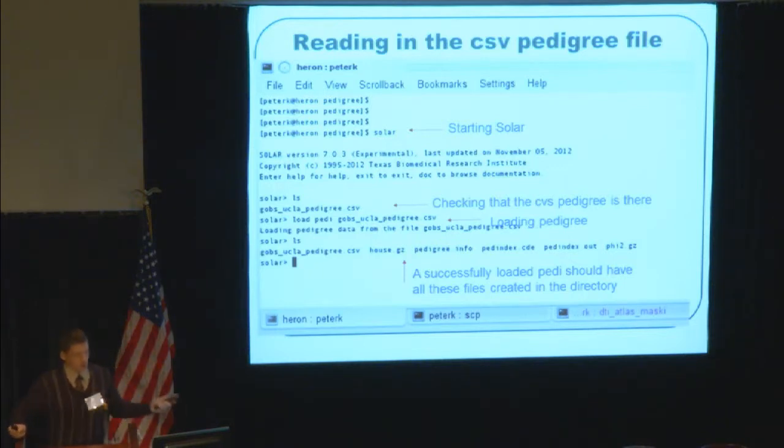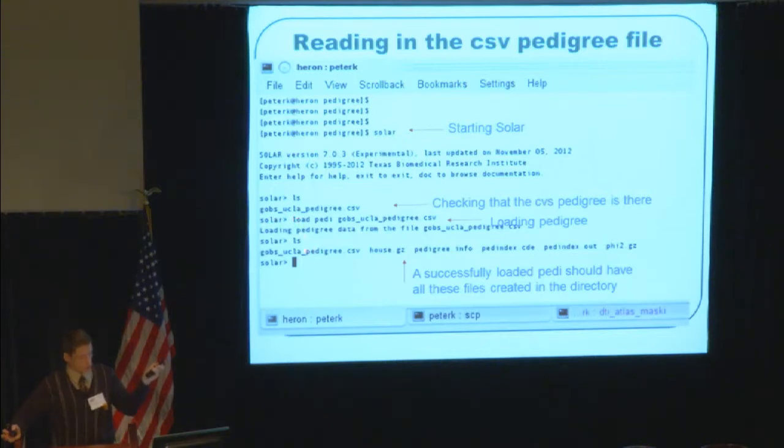And this is an example of interacting with Solar. You type Solar, and you are given this screen, and then it goes into an R-like interface where you have a command prompt, and you can type any command. You can use bash commands because it will actually interpret those bash commands for you. So, for example, when you type ls in the Solar prompt, you're actually going to be given the content of the current directory. And it just so happened that you have the file called gobs_UCLA_pedigree.csv. Again, it's a simple text file where commas are used to separate values.